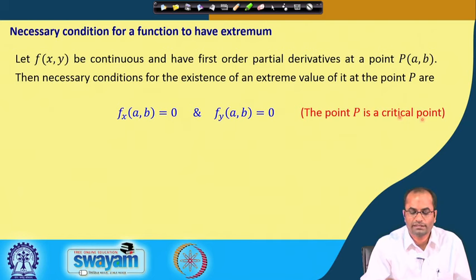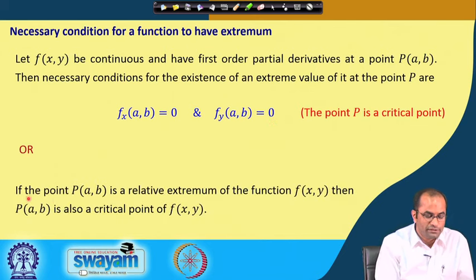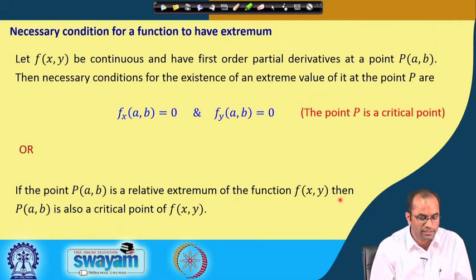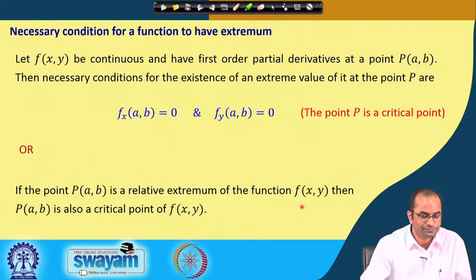So, this point P is a critical point as per the definition we have discussed. Or in other words, if a point P(x, y) is a relative extremum of the function f(x, y), then this is a critical point of f(x, y), because, as we said, this is the necessary condition to have an extremum. So, if we have a point (a, b) where a relative extremum of this function exists, then definitely that has to be a critical point, because those local maxima and minima will exist only at the critical points.